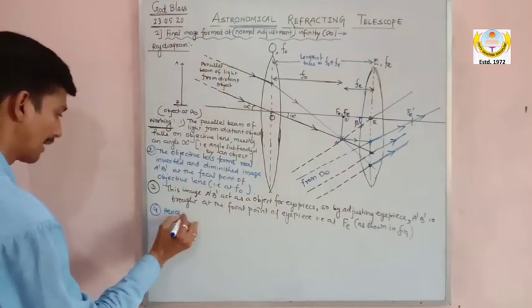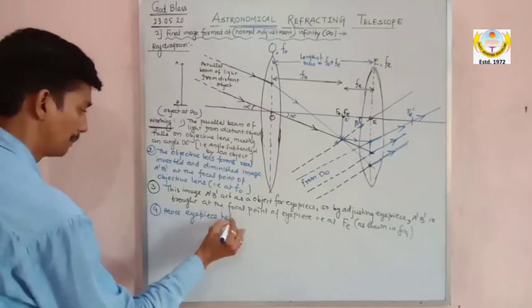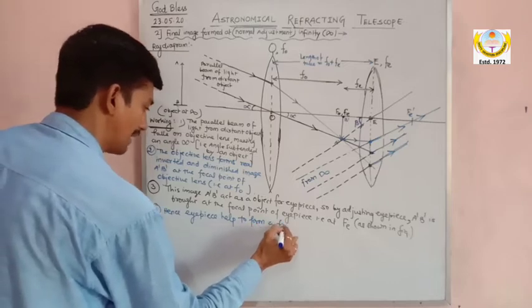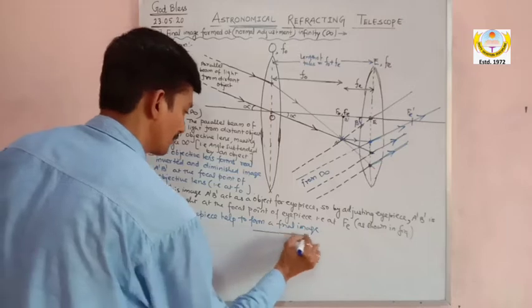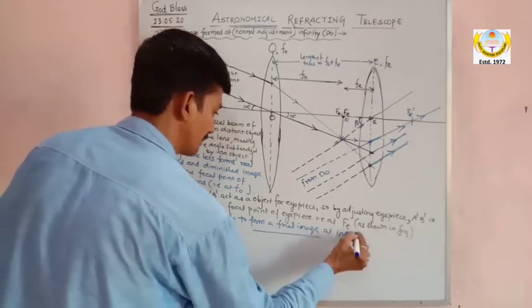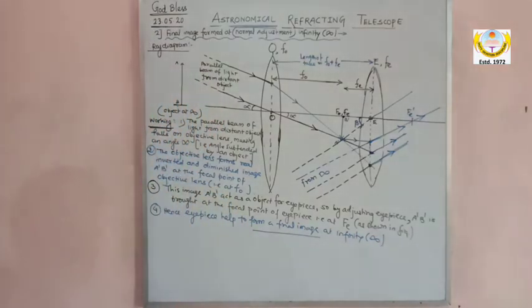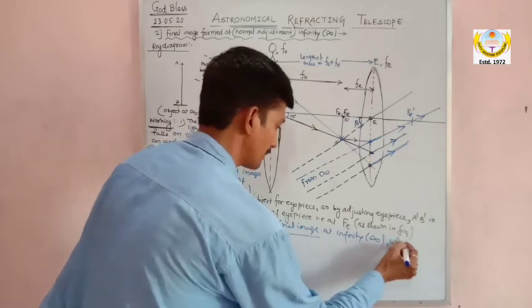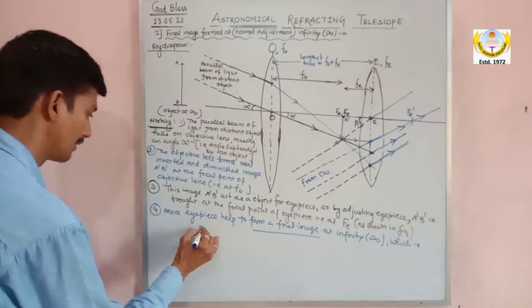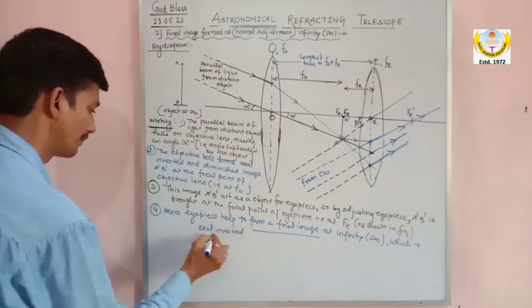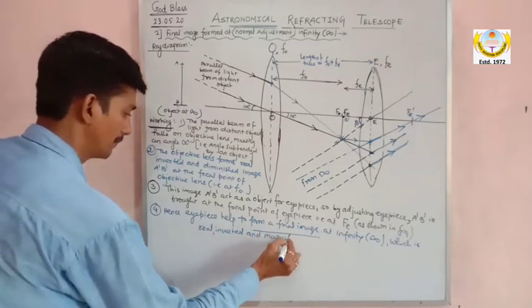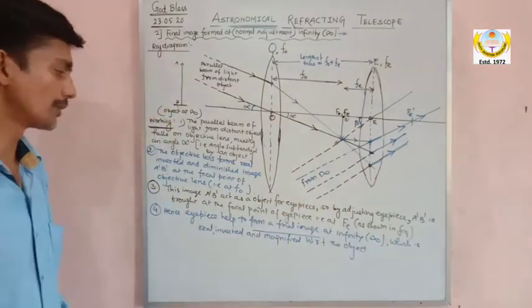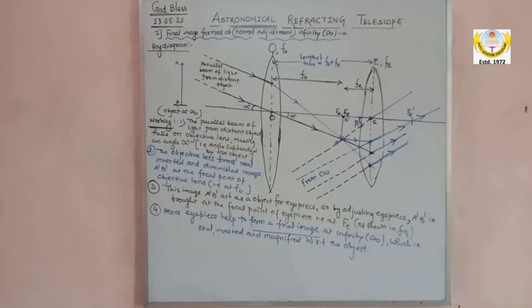Hence, eyepiece help to form a final image at infinity, which is real, inverted, and magnified with respect to the object.